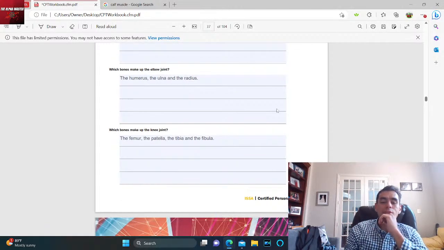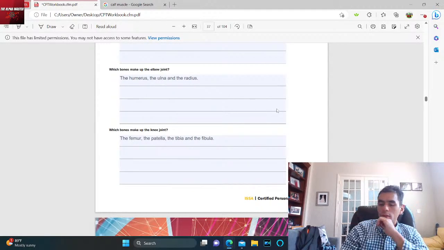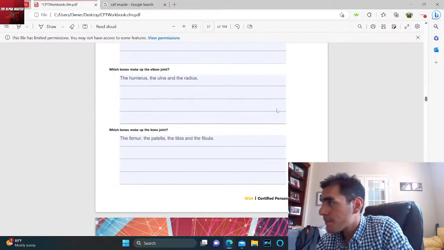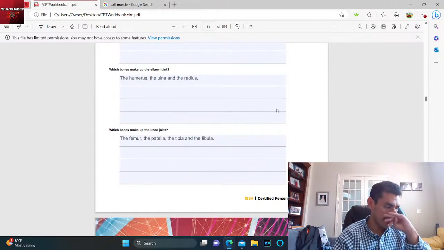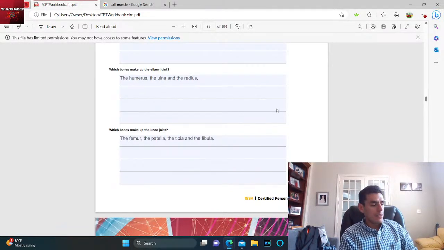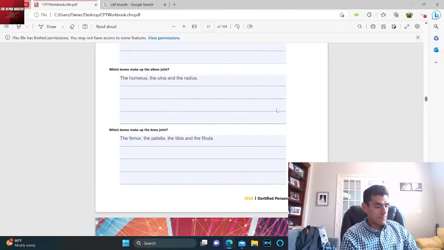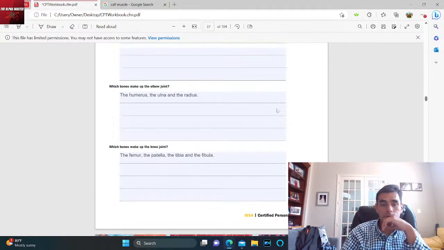And the bones that make up the knee joint are going to be the femur, the patella, which is a sesamoid bone, the tibia, the large bone that you feel, and the fibula, which is a little bit narrower than the tibia. So the femur, the patella, the tibia, and the fibula make up the knee joint. Remember that the patella is a sesamoid bone, and the femur is a long bone, as are the tibia and the fibula.